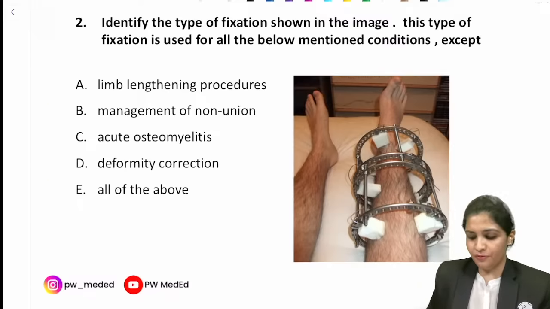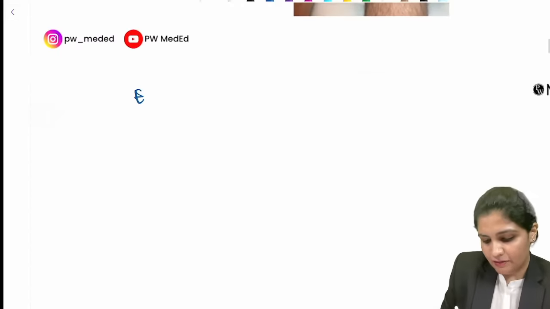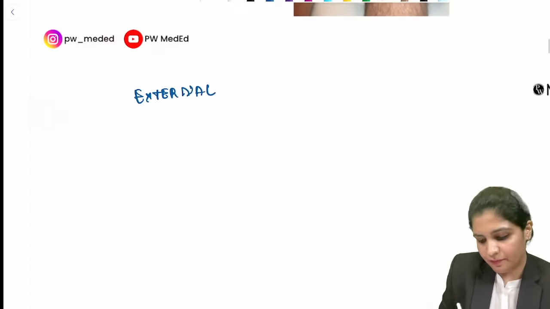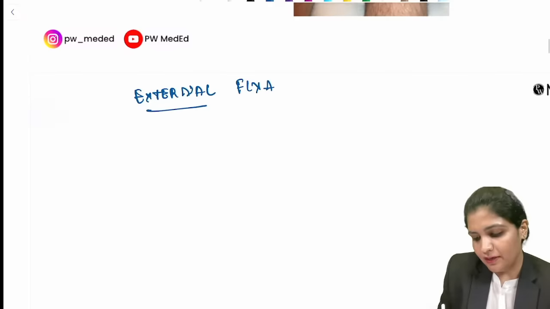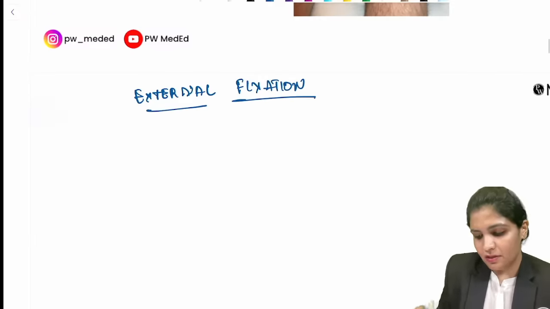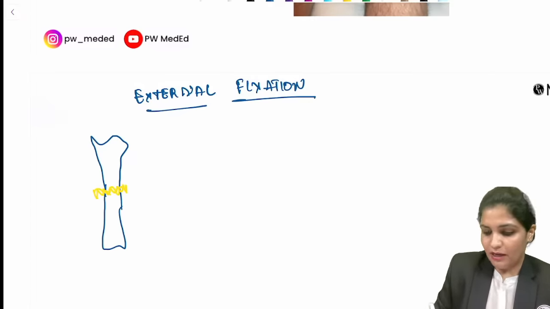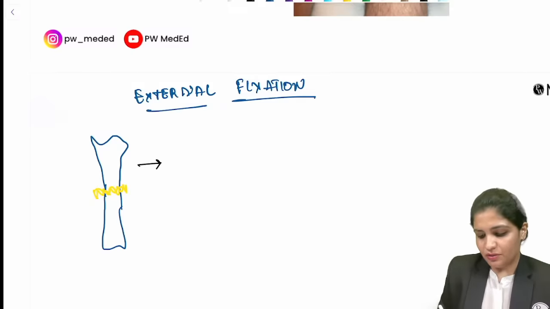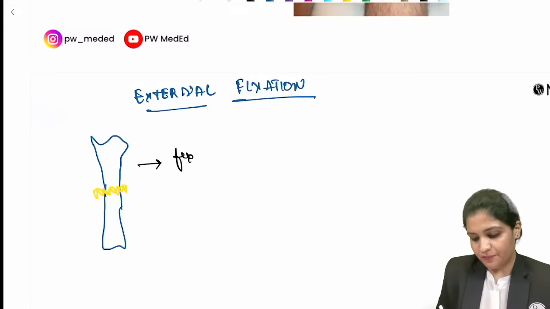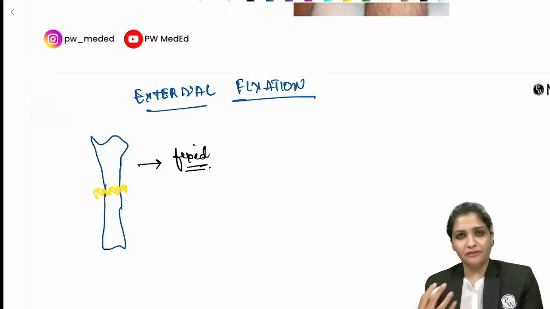So this is a form of external fixation, right? Whenever there is a fracture, so this is the fracture, how do we deal with certain fractures? This fracture should be fixed, right? So what are the various methods by which you can fix a fracture?